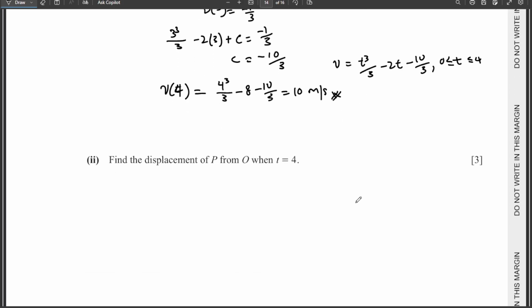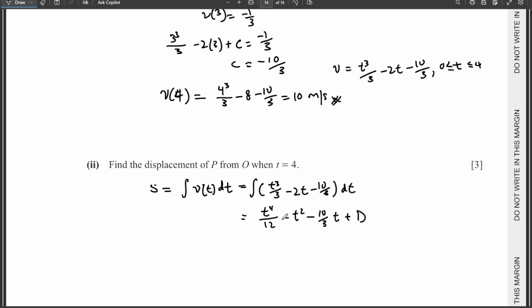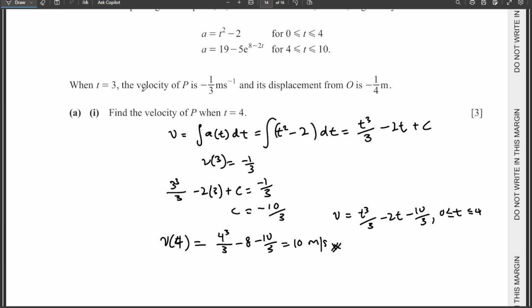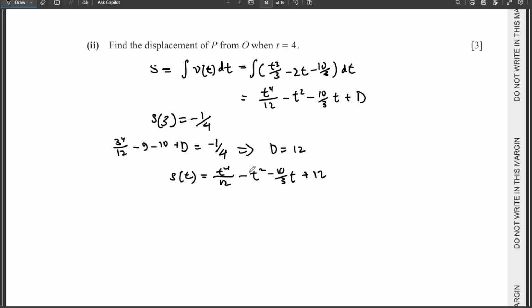Okay, next, find the displacement of P from O when t is 4. So again, for displacement, we need to integrate the velocity equation once more with respect to time. After we integrate, it's an indefinite integral, so we add an arbitrary constant. We can solve that using the given information: when t equals 3, displacement is negative 1 over 4. So in this case, d is 12. And our displacement equation is presented as such. Now all we need to do is substitute t equals 4, and we get our answer for displacement of 4 meters.